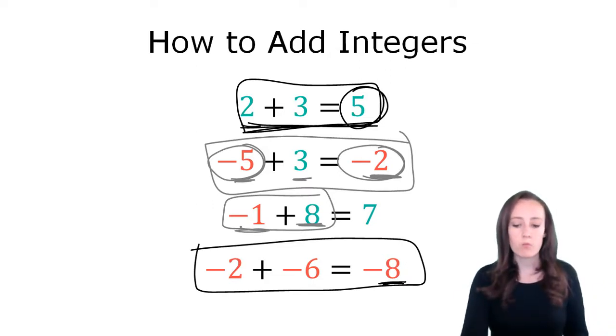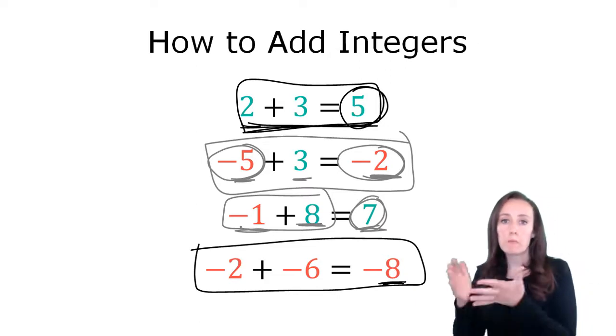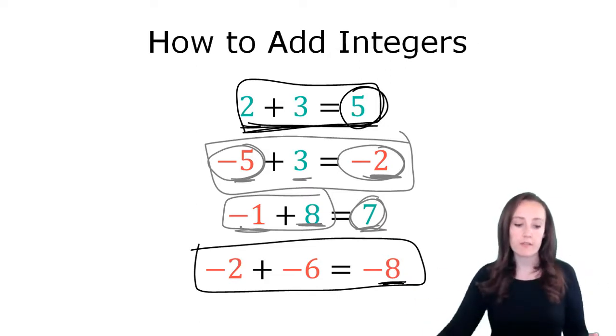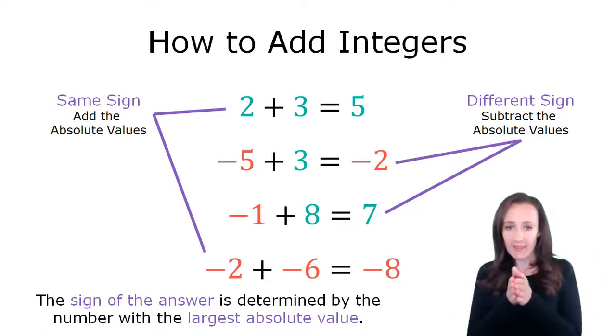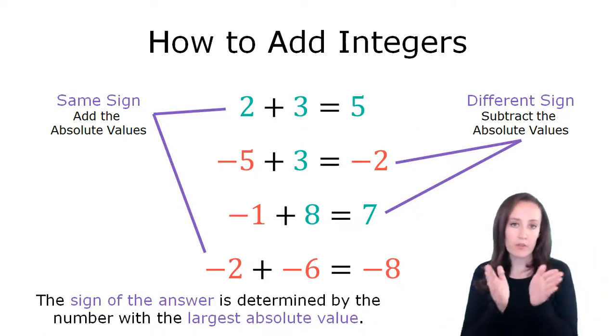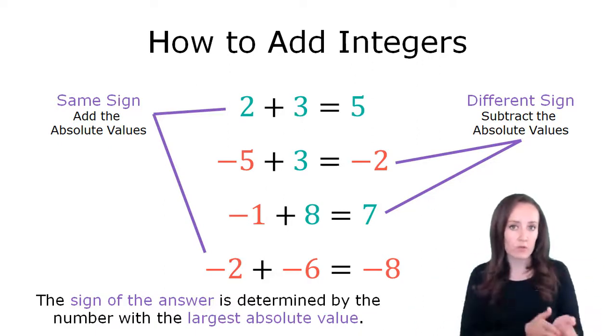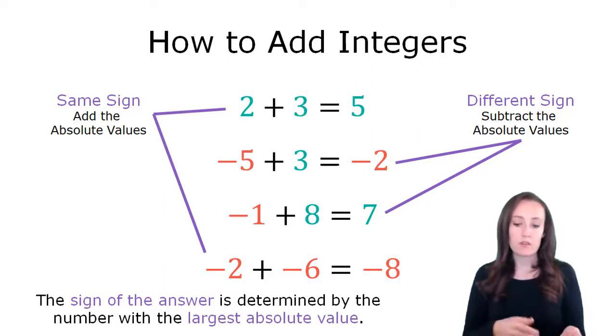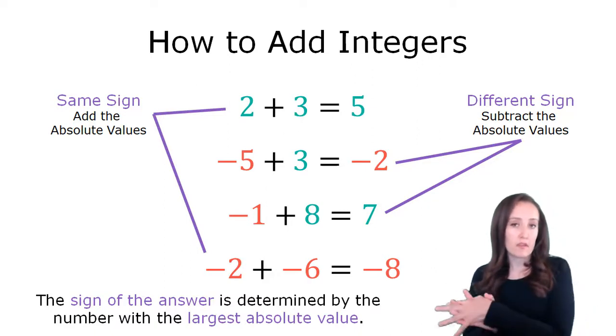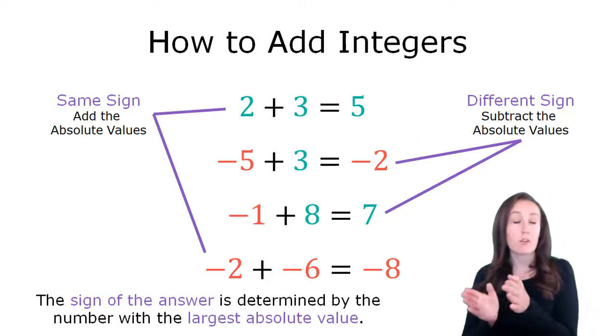So 8 minus 1 is 7, but this time it's a positive because there were more positrons than there were electrons. So whenever you have the same sign, you're going to add the absolute values of the numbers. So like 2 plus 3 gives you 5, or 2 plus 6 gives you 8. And when they're different signs, you're going to subtract them, like 5 minus 3 is 2, or 8 minus 1 is 7.